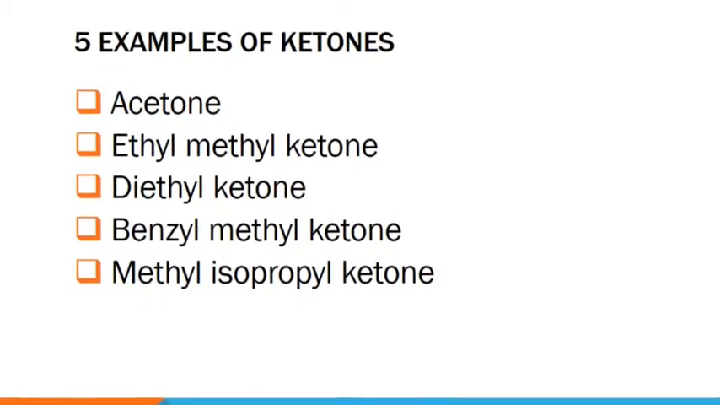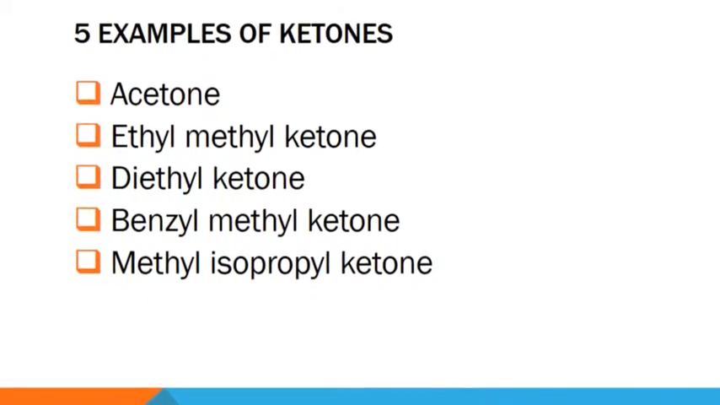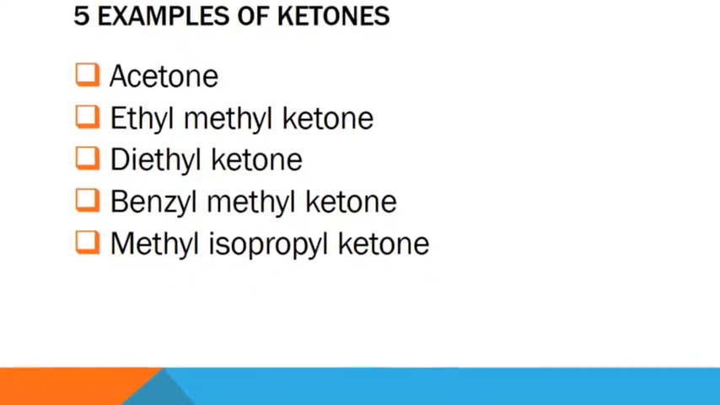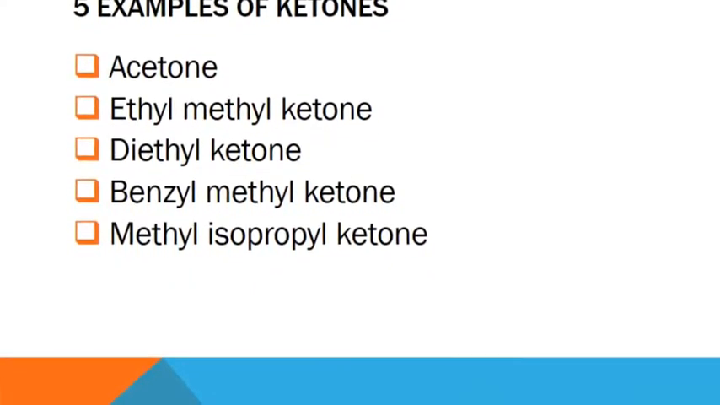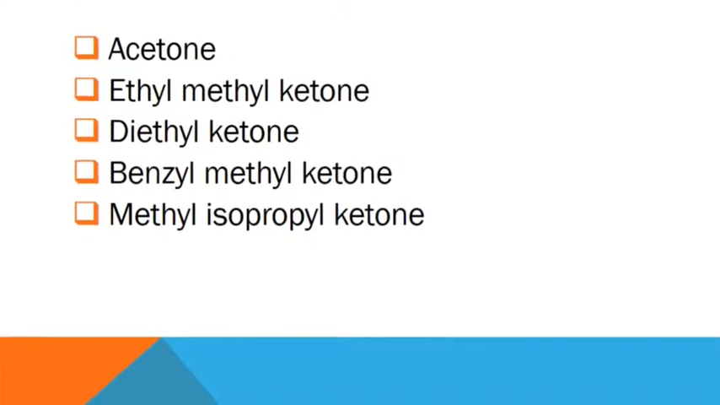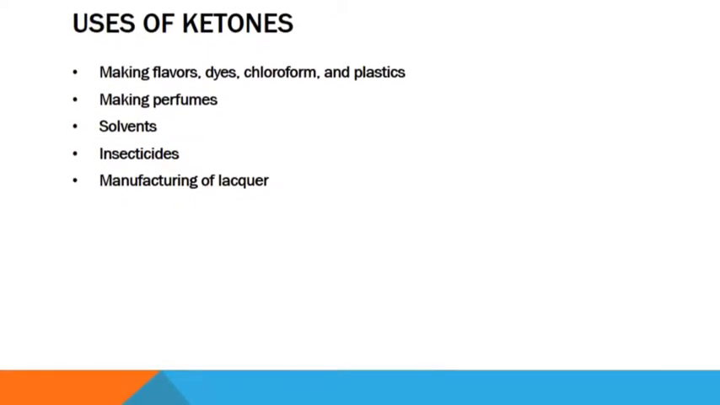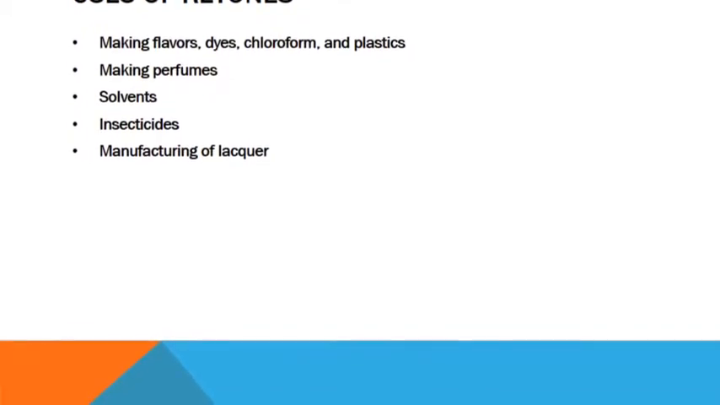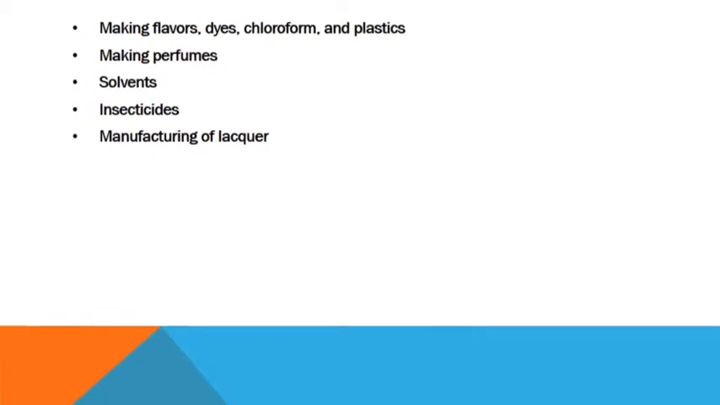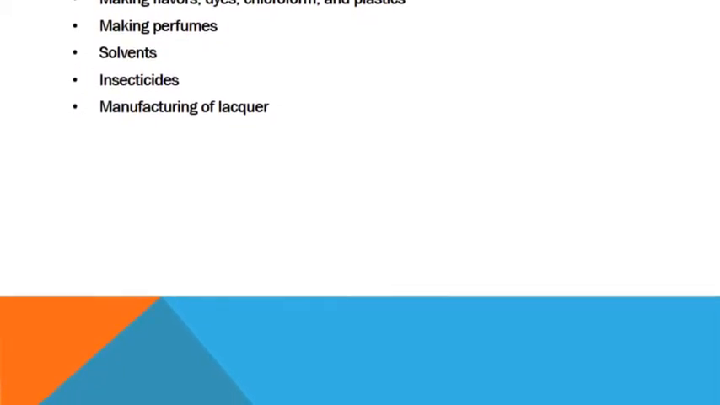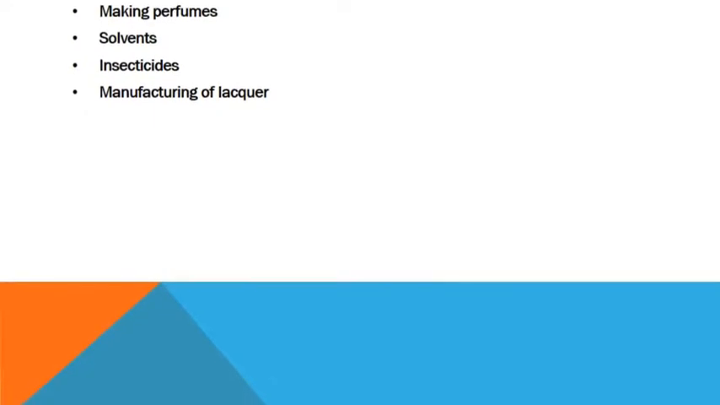Five examples of ketones are acetone, ethyl methyl ketone, diethyl ketone, benzyl methyl ketone, and methyl isopropyl ketone. Here are some uses of ketones. Ketones are used in making flavors, dyes, chloroform, and plastics, in making perfumes, solvents, insecticides, and manufacturing of lacquer.